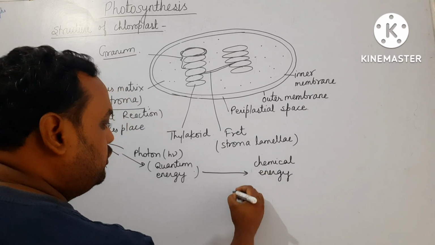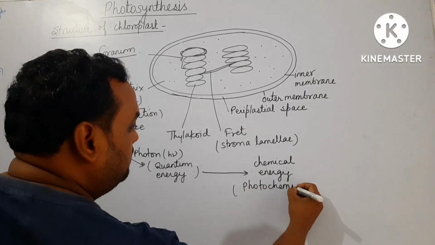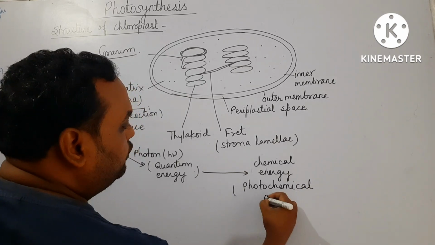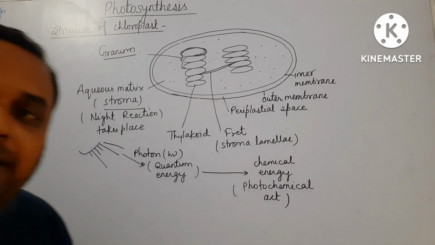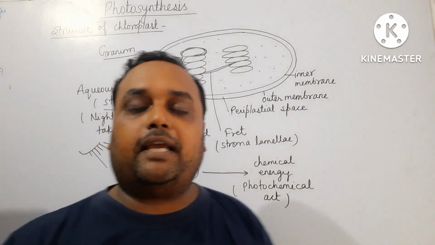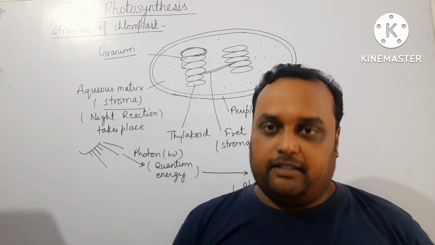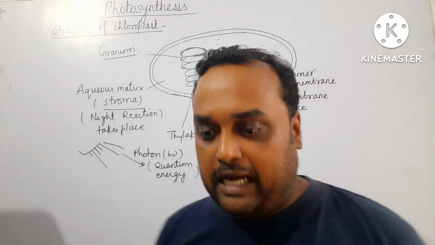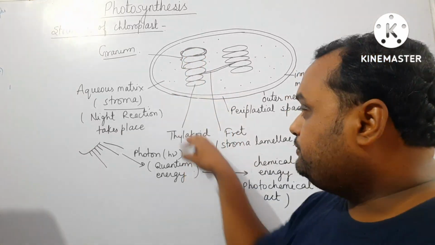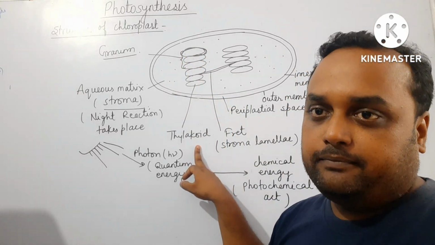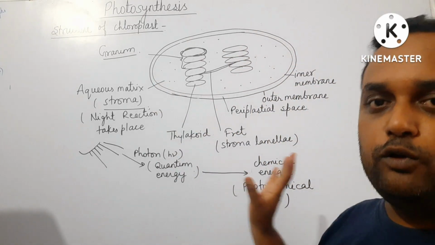Okay, and this is called photochemical act. Photochemical act is the phenomenon by which quantum energy is changed into chemical energy with the help of chloroplast, which is present on the upper membrane of thylakoid. Okay, so this is the overall structure of the chloroplast.